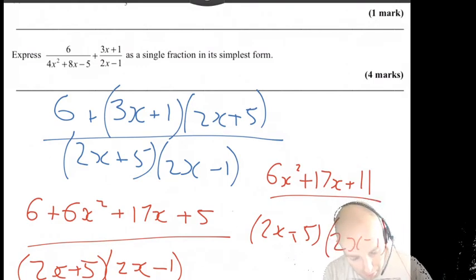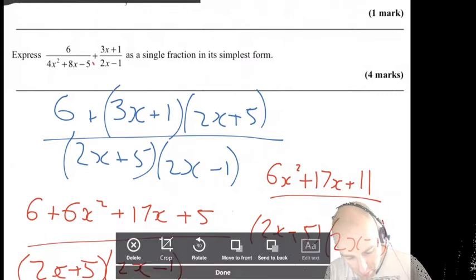All right, what's next on this paper? So that's that page done. All right.